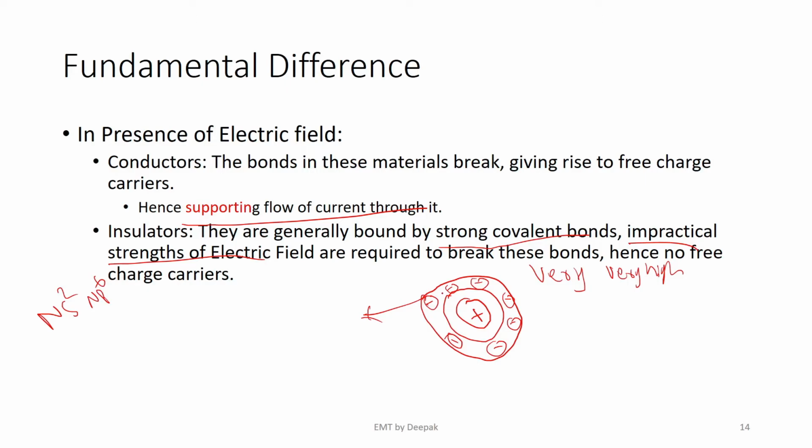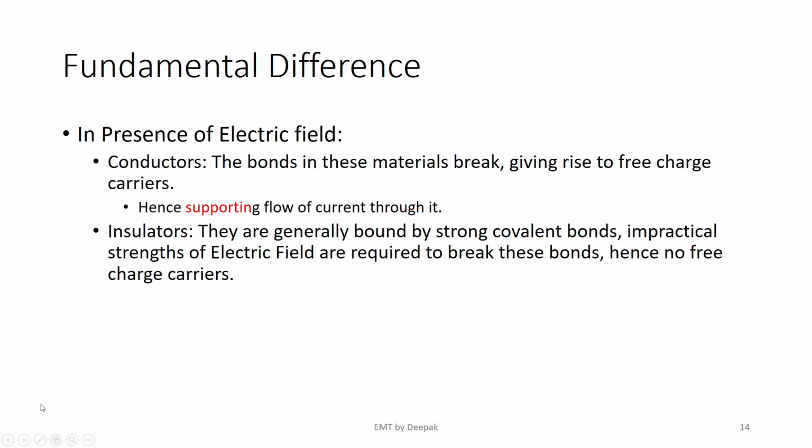Thereby, the electrons are always attracted towards the nucleus, and they would not be coming out of this orbit giving free charge carriers. There would be no free charge carriers. These are insulators. Thereby opposing, because there are no charge carriers, they cannot support the flow of current. Hence the word opposing, but what I mean by opposing is they cannot support the flow of current.